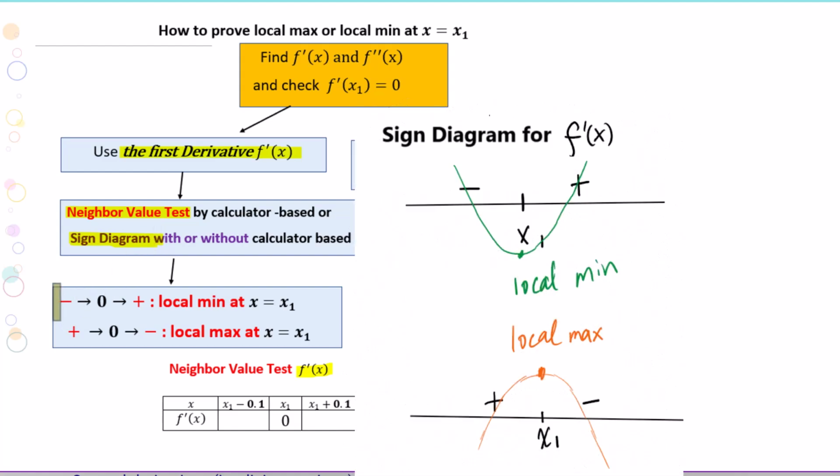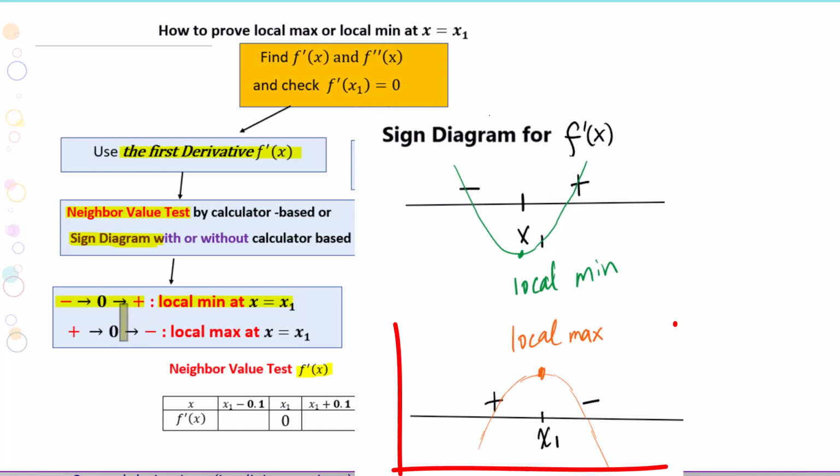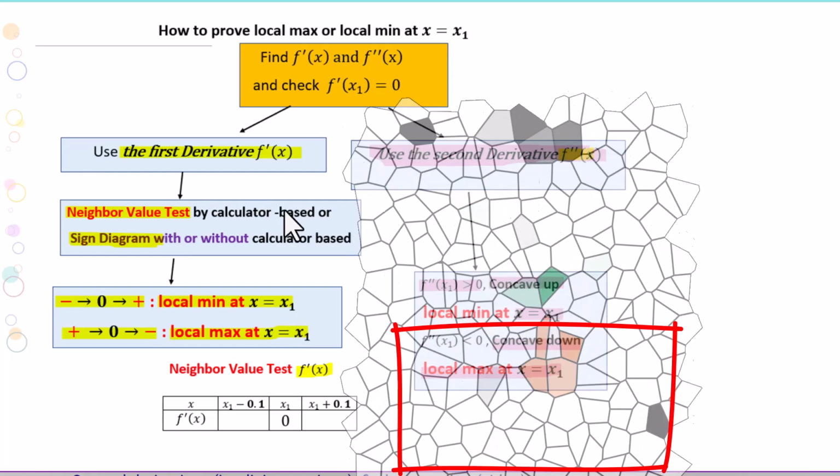If the sign goes from negative to 0 to positive, conclusion: local minimum at x equals x1. If the sign is from positive to 0 to negative, then the conclusion will be local maximum at x equals x1.